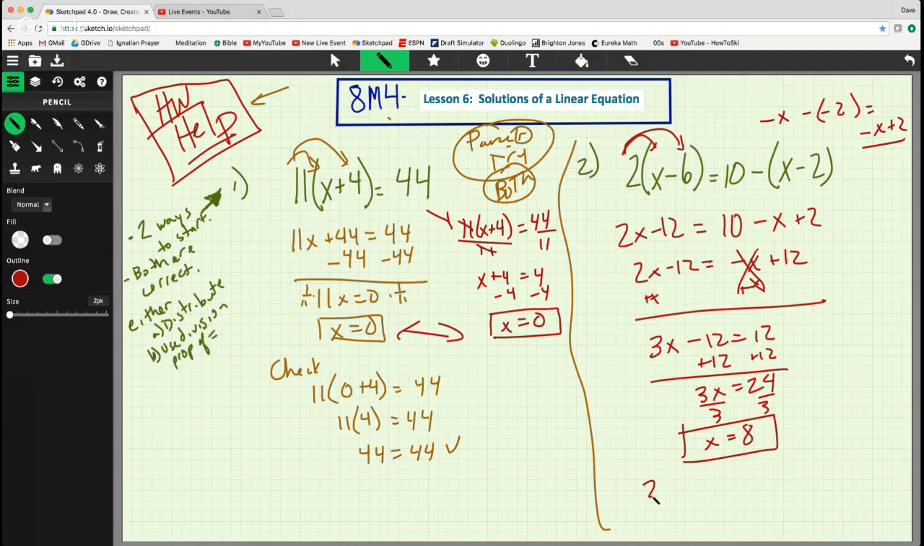Check our answer. 2 times 8 minus 6. Does that equal 10 minus 8 minus 2? Does 2 times 2 equal 10 minus 6? Does 4 equal 4? You betcha. And we have x equals 8.